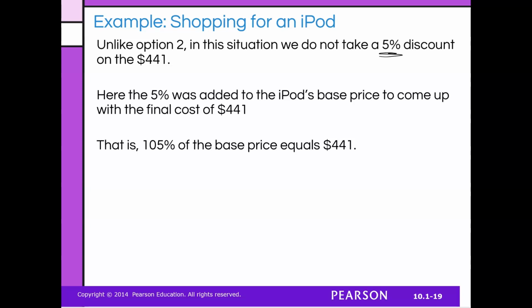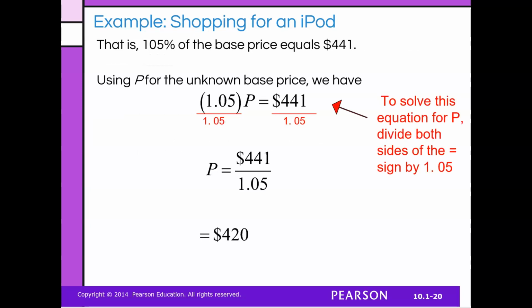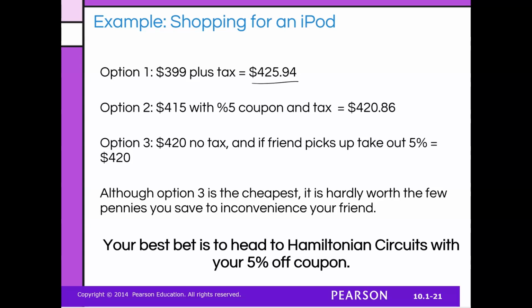We're not going to take the 5% discount because it was added to the base price to come up with that final price. So that's saying that the final price is 105% of the base price. So if 105% is the base, we want to know, what if we were to take off that 5%? We know it's 1.05 times the price that we don't know what it is. And we know that the final price they came up with is $4.41. So we're going to divide both sides by 1.05. And we find out that if I pick it up, the iPod is only going to be $4.20.